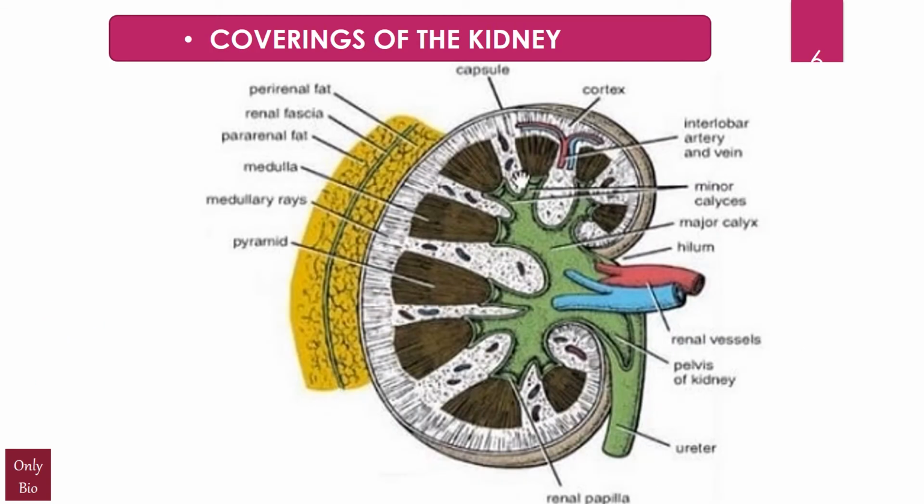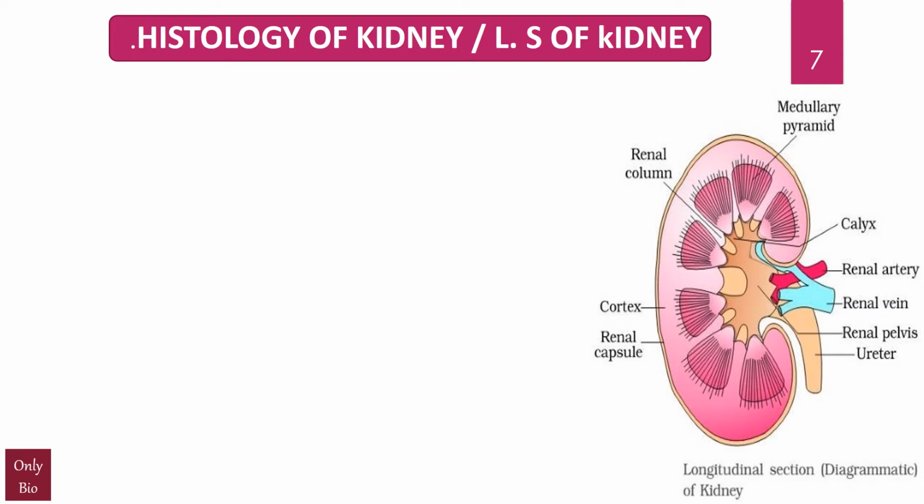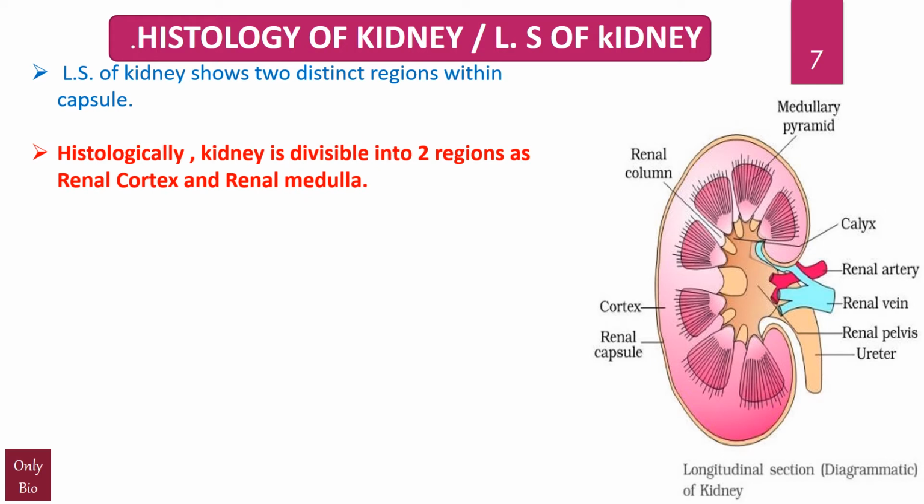Friends, again you can see a very beautiful picture showing the coverings of the kidney along with the LS of the kidney. So please zoom in and see it properly. LS of the kidney, that is longitudinal section of the kidney, shows two distinct regions within the capsule. Histologically, it is divisible into two regions, that is renal cortex and renal medulla. So the outer area is always going to be called the renal cortex, and the inner area is the renal medulla.